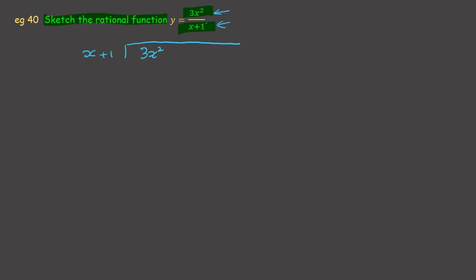I'm going to have 3x squared and I have to fill this in with a 0x and a 0. x to get 3x squared, well, I'd multiply it by 3x. Then I multiply the 3x by x plus 1 and I get 3x squared plus 3x. If we now subtract, we get negative 3x, bring down the 0. x to get negative 3x is negative 3. Multiply the negative 3 by x plus 1, negative 3x, take away 3, and then if we subtract we get 3 here. So that's our remainder.